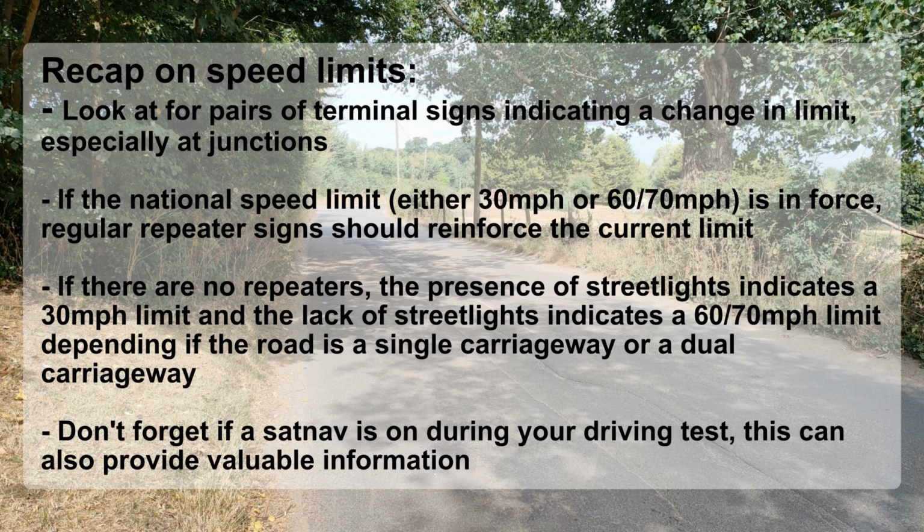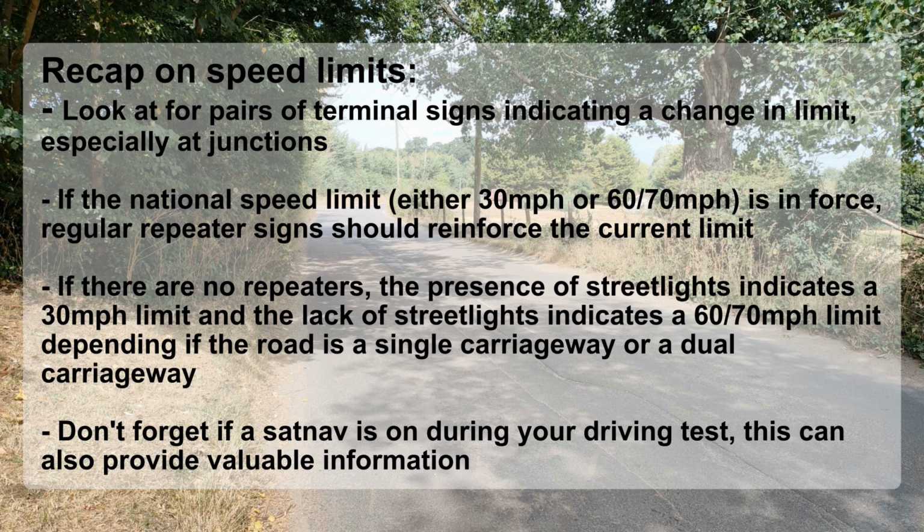So to summarise all that, in order to work out what your speed limit is, the first thing I would strongly recommend is keep on top of the terminal signs. Remember to look out for the changes in speed limit, particularly at junctions, and look both sides of the road, because there should always be two signs, one on each side. But if you haven't seen a speed limit change for a while, keep an eye out for the repeater signs as well, and they can be on either side of the road, so keep looking both sides so that you can keep on top of those.